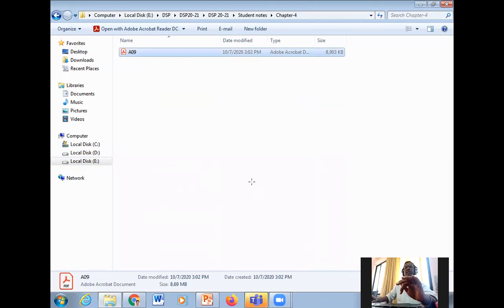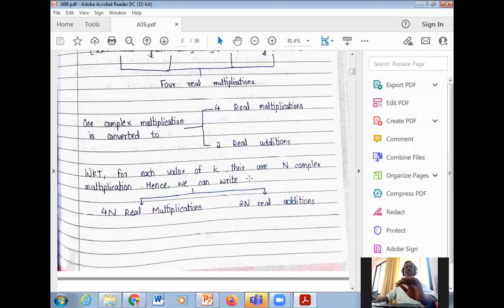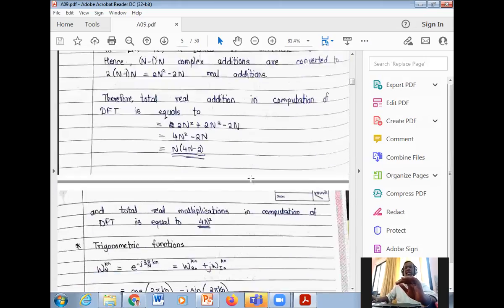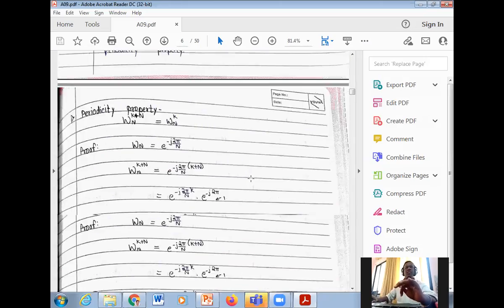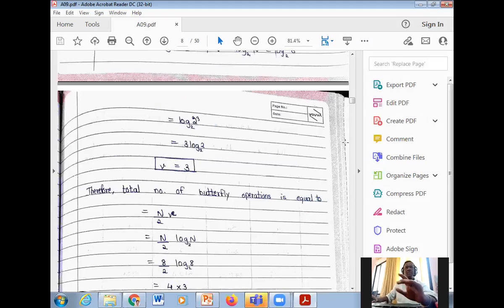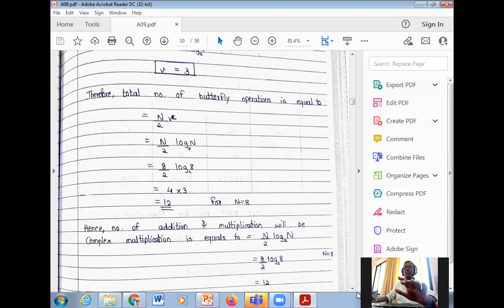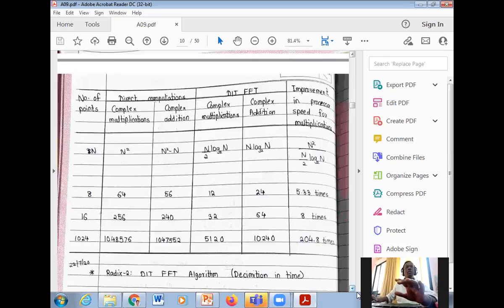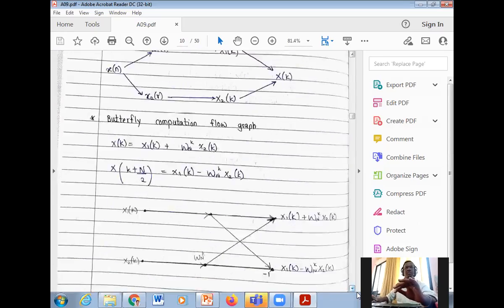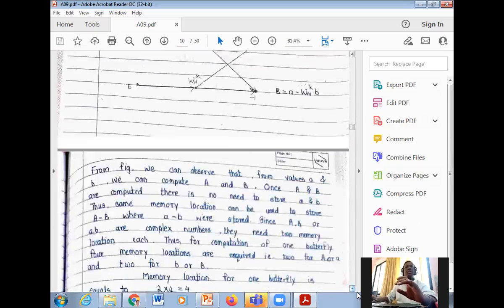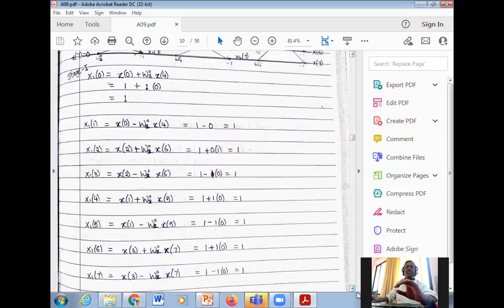So let me take one proper example here. Example for DIF FFT algorithm. Hope the screen is visible to all. Yes, sir. So please note down this example and we will understand how we are performing the DIF FFT algorithm.